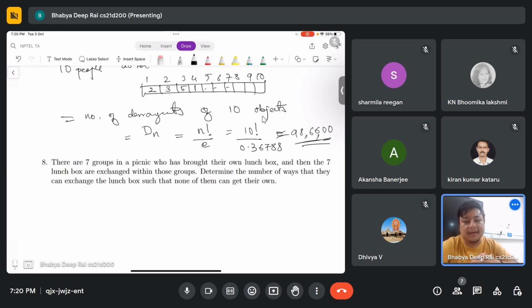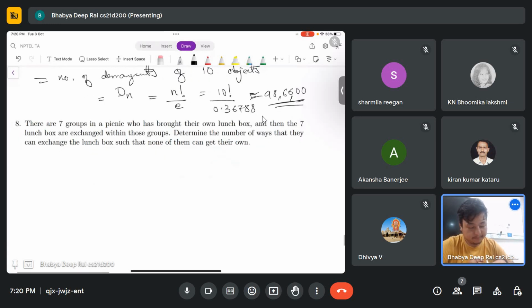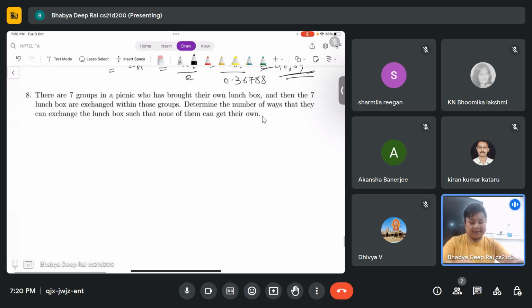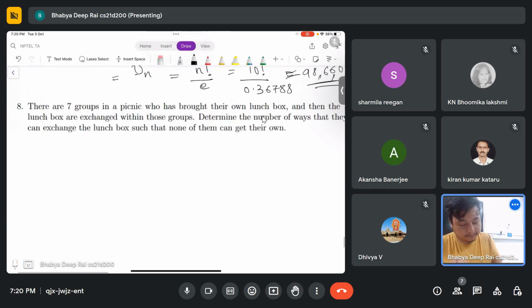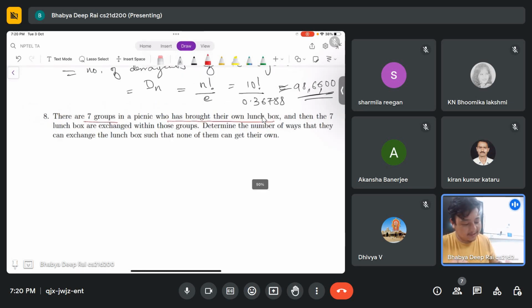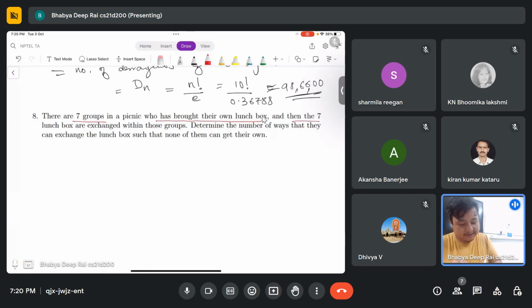So there's another question in the same flavor. Please try this question. The question says, 7 groups in a picnic have brought their own lunchbox, and then the 7 boxes are exchanged within those groups. Determine the number of ways that they can exchange the lunchboxes such that none of them get their own.